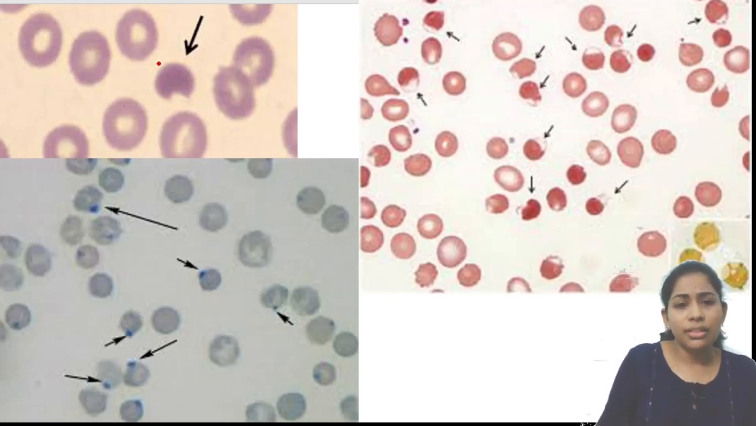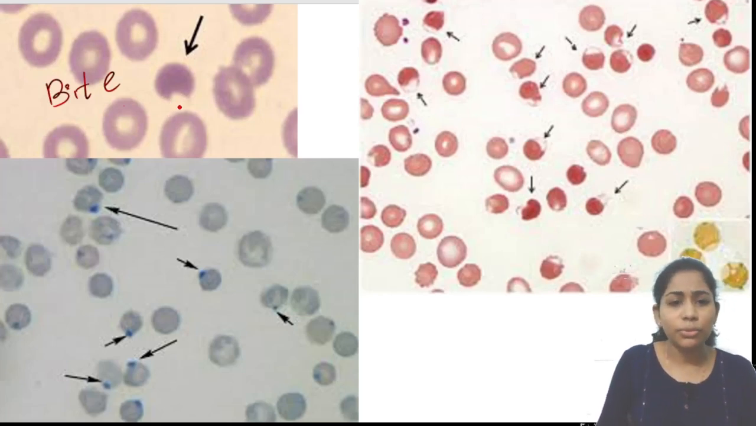And this is the typical cell of G6PD. Everyone knows this, which is the bite cell. So I want to clear one concept for everyone here. Even including myself, I used to think the bite cell means these RBCs will go to the spleen, and the splenic macrophages will take up the denatured hemoglobin in the form of a bite, and these bite cells are created. But that is not the actual concept.